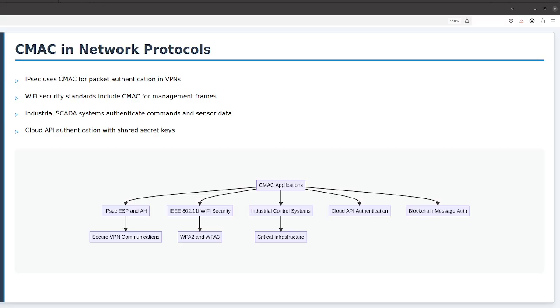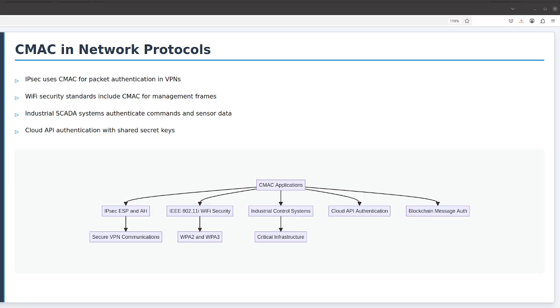In blockchain and distributed ledger systems, while HMAC is more common, CMAC can be used for creating authentication chains and Merkle tree constructions where hardware acceleration is available. The deterministic nature of CMAC makes it suitable for these applications. In industrial control systems and SCADA networks, where embedded devices often have AES hardware accelerators but limited computational resources, CMAC provides efficient authentication for command messages and sensor data.